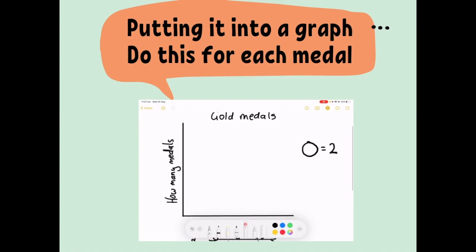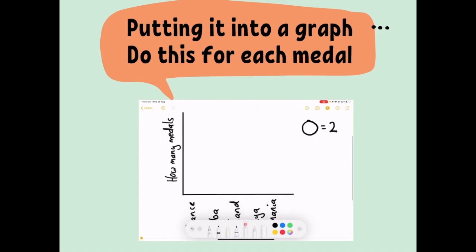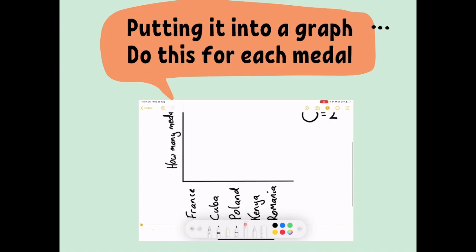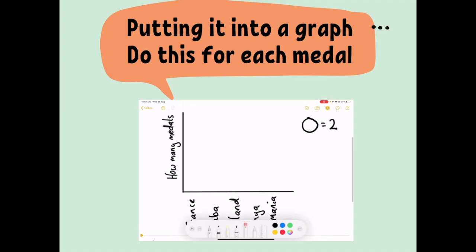So I'm doing 1 medal represents 2. So for my first country, it's going to be France. Now, France won 10 medals. So if I use times tables, I would know that 10 divided by 2 is 5. So I should only have to do 5 medals up here.